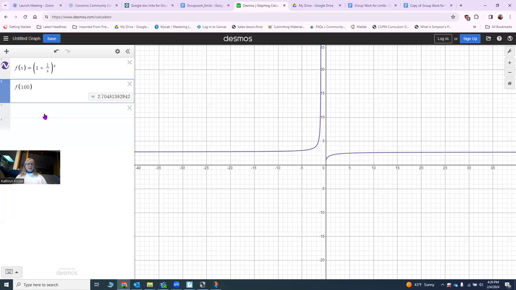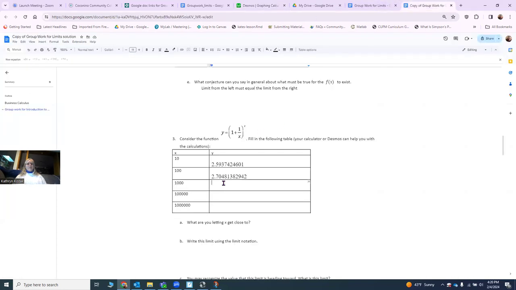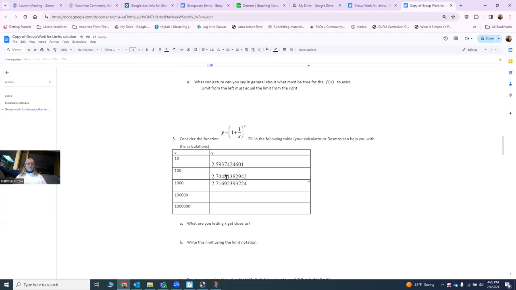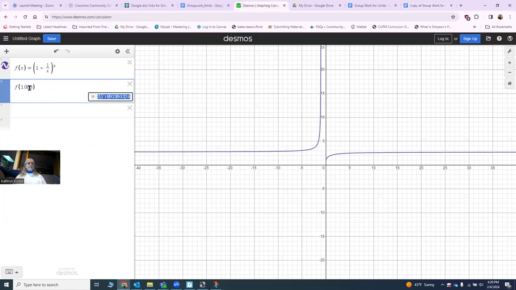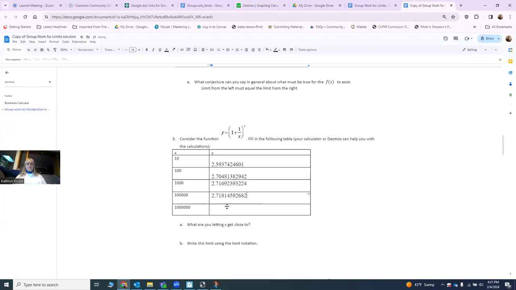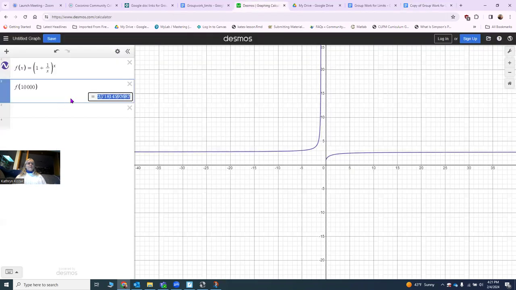I get 2.59, then 2.7 something. Then if I let it be 1,000, I again notice I'm going to get 2.7 something. So we started at 2.6 almost. We're now at 2.7. Now let's let it be 10,000, 100,000. Add another zero in there. Again, I'm noticing I'm getting closer and closer and closer to the number 2.7 something. Let's do 10,000.